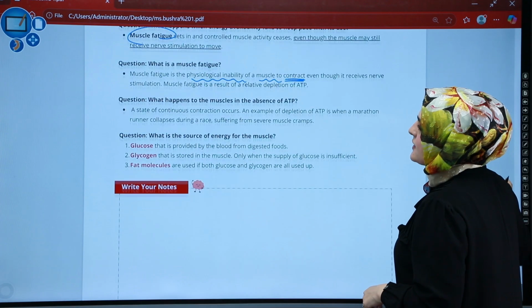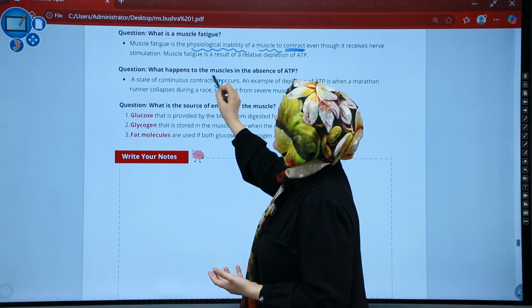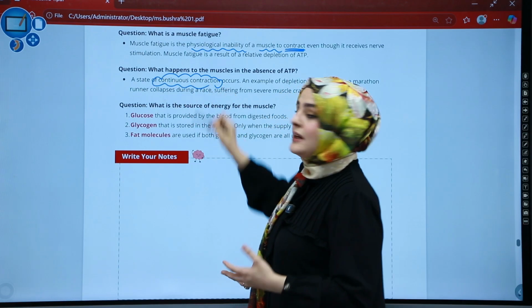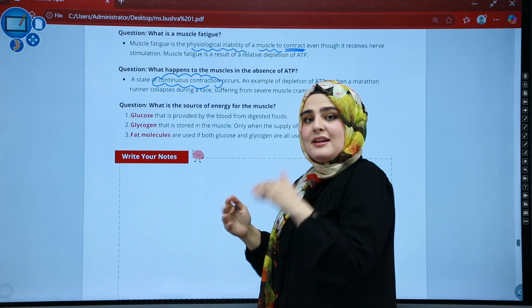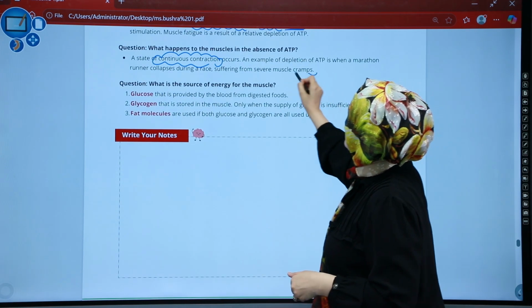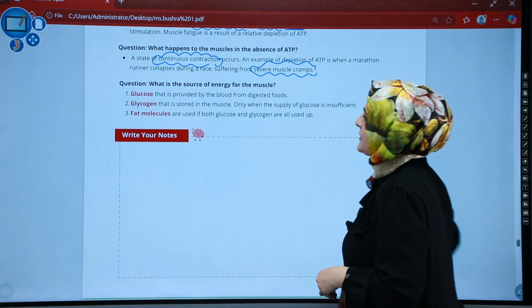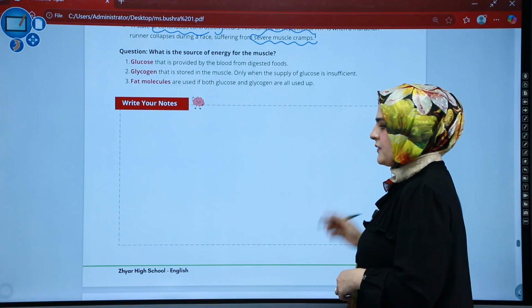So what happens to the muscles in the absence of ATP? They will remain in continuous contraction. Why? Because no ATP is letting the head detach, so they remain in the same contraction. So they create a severe cramping effect. And what are the sources of energy? These are the sequences of it.